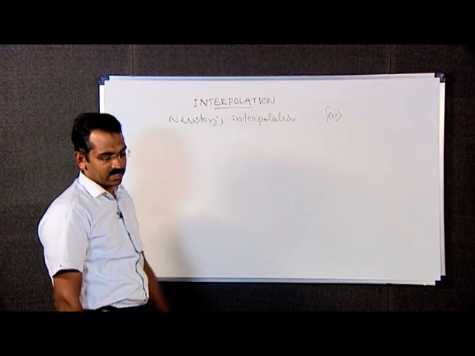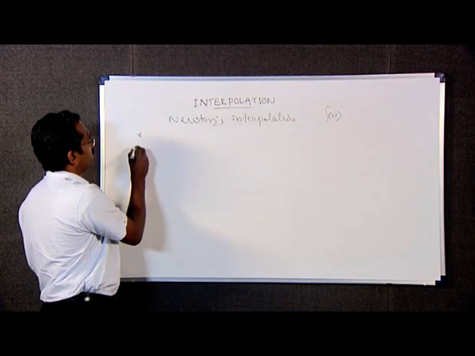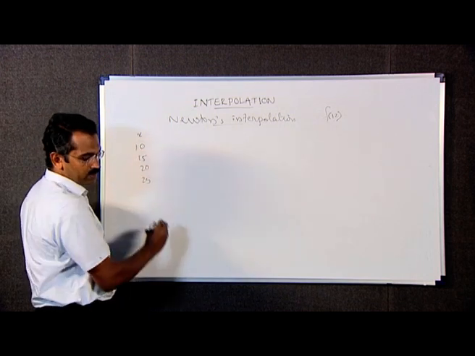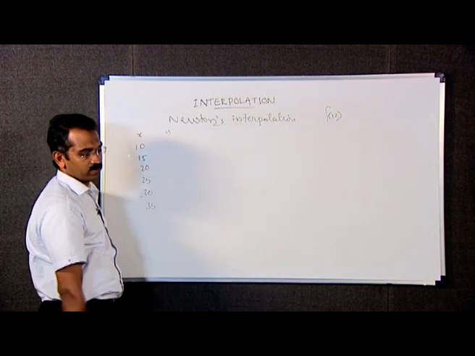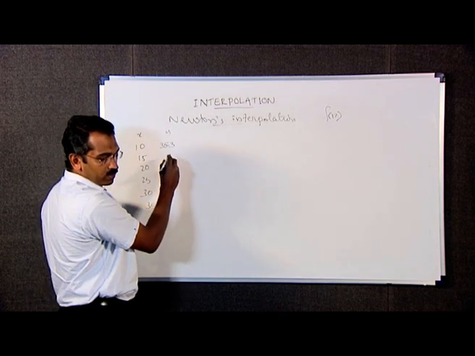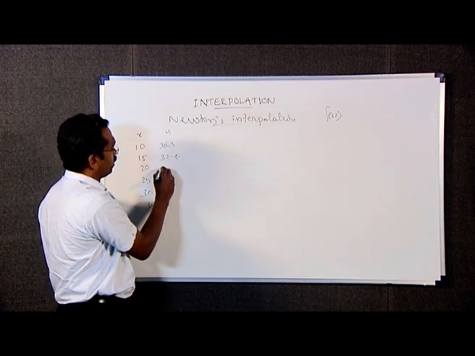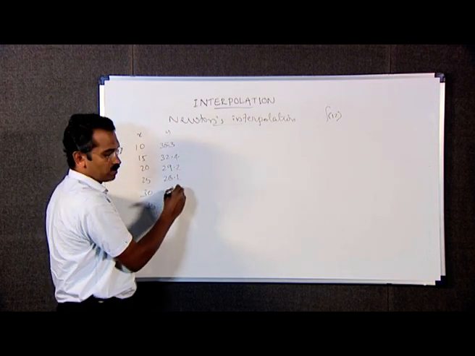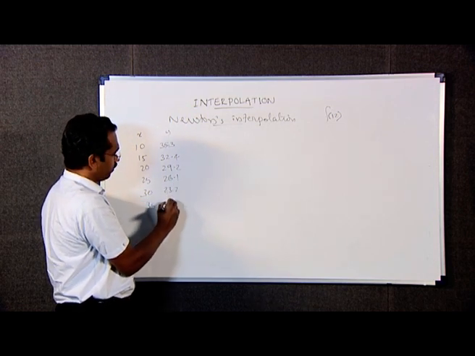Now, we have an example. The question is: obtain f of 12 from the given data. The values of x are 10, 15, 20, 25, 30 and 35. The values of y are 35.3, 32.4, 29.2, 26.1, 23.2, 20.5.